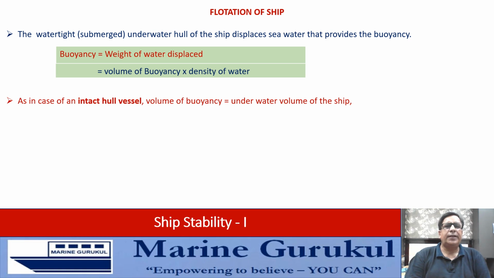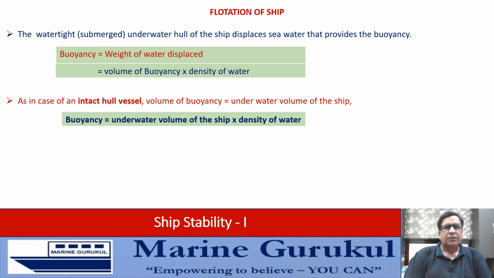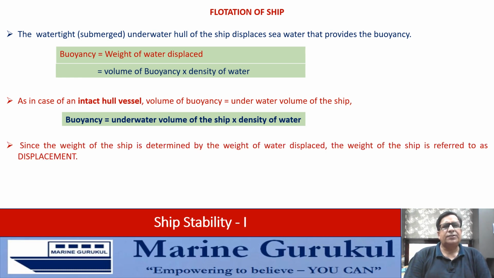In case of vessels with intact hull, volume of buoyancy is obviously the same as the underwater volume of the vessel. So in such cases, buoyancy is equal to underwater volume of the ship multiplied by the density of the water. Why? Because the underwater volume of the ship is same as the volume of buoyancy as long as the vessel is intact. Since the weight of the ship is determined by the weight of the water displaced, the weight of the ship is referred to as displacement. The units of displacement of ship is tons.